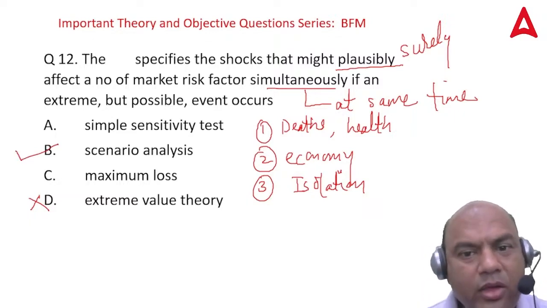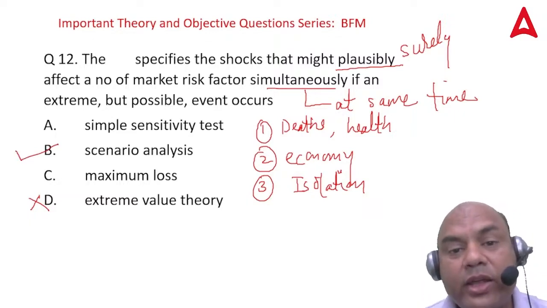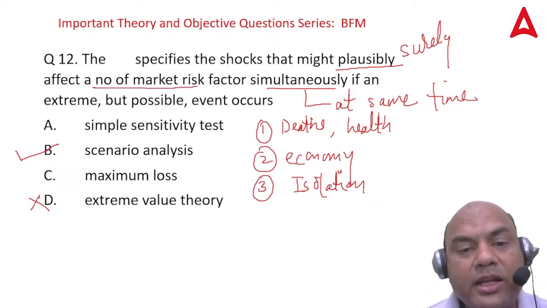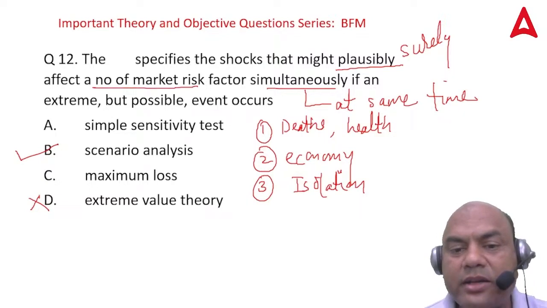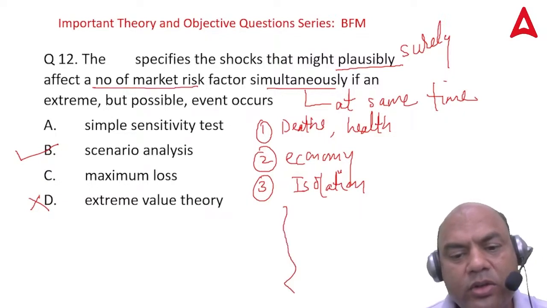Scenario. Various scenes. I gave you that hint. Various scenes. Number of market factors means number of market risk factors. All these are risk factors: death, health, economy, isolation. There can be many. You can go on and on.